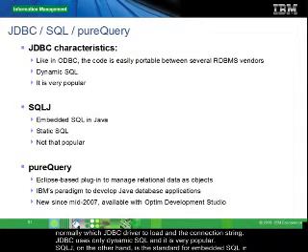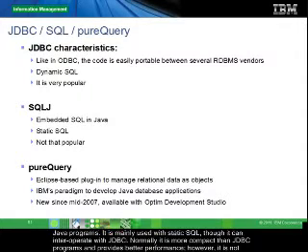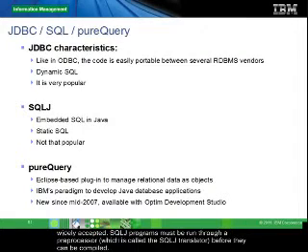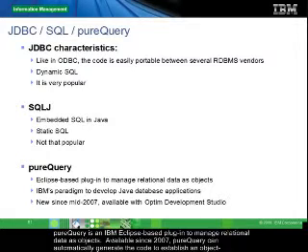SQLJ, on the other hand, is the standard for Embedded SQL in Java programs. It is mainly used with static SQL, though it can interoperate with JDBC. Normally, it is more compact than JDBC programs and provides better performance. However, it is not widely accepted. SQLJ programs must be run through a preprocessor, which is called the SQLJ translator, before they can be compiled.